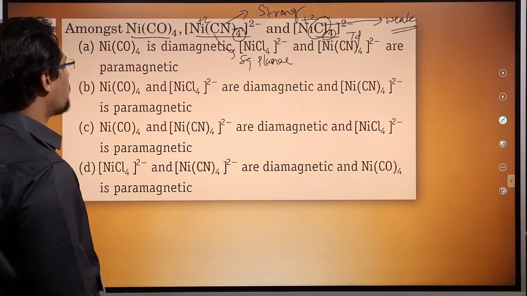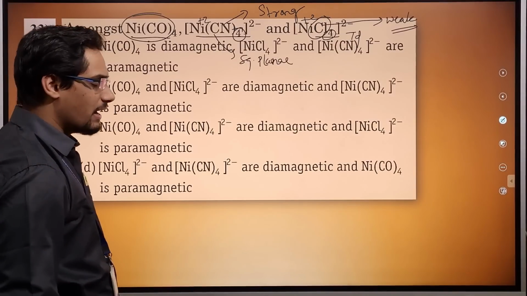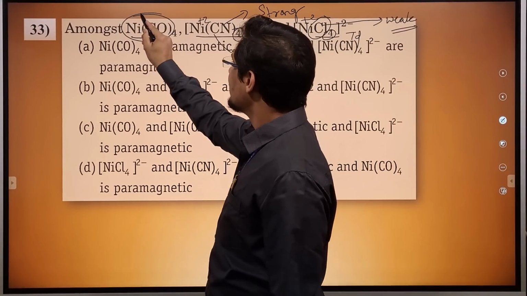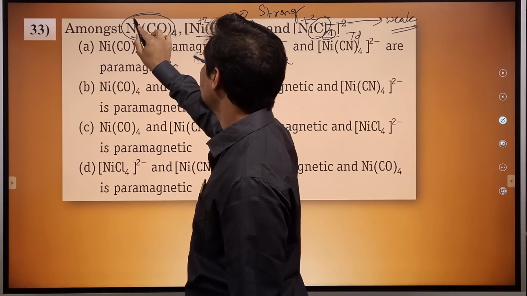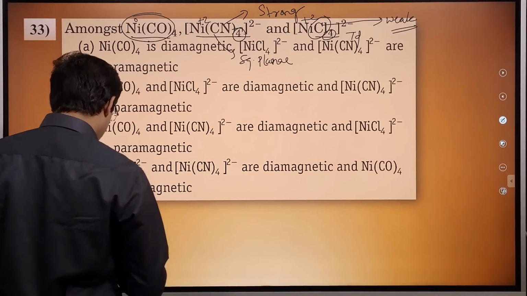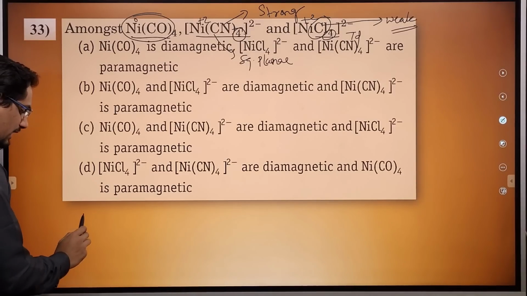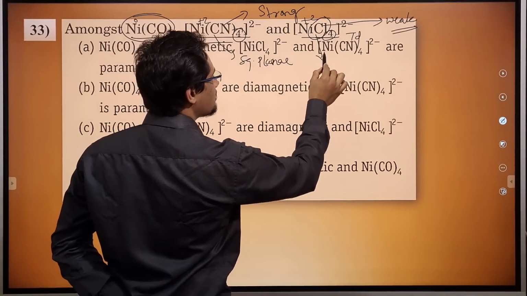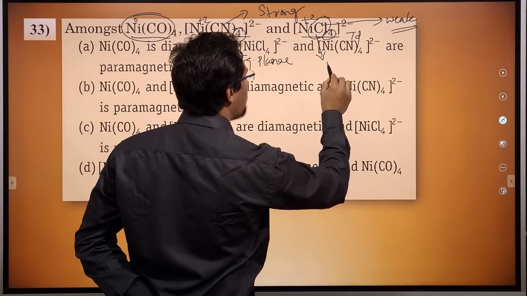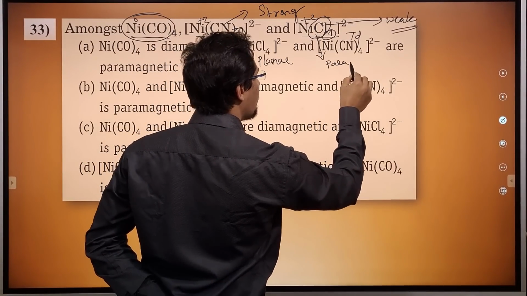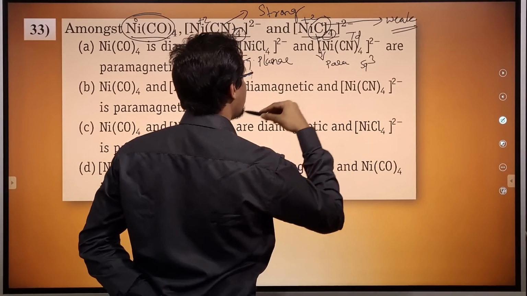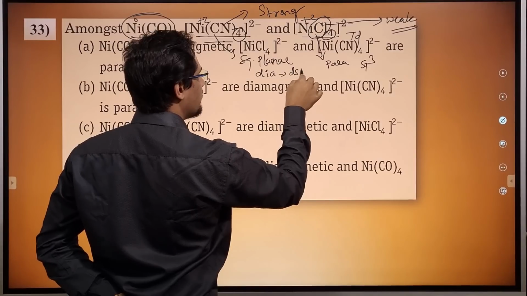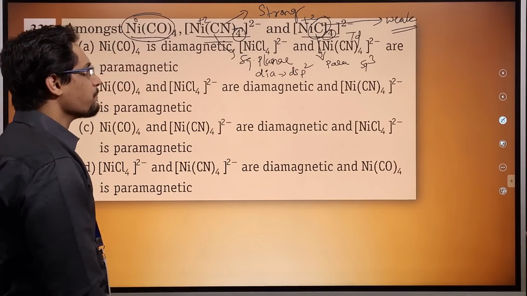But there is a problem with nickel tetracarbonyl. It is an exception because the oxidation state of nickel is not +2 here, it is 0. So that's why in nickel tetracarbonyl, these two you have learnt in theory: this is paramagnetic because the hybridization is sp3, and this is diamagnetic, hybridization was dsp2, right?